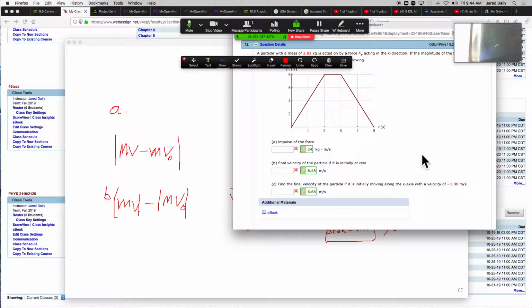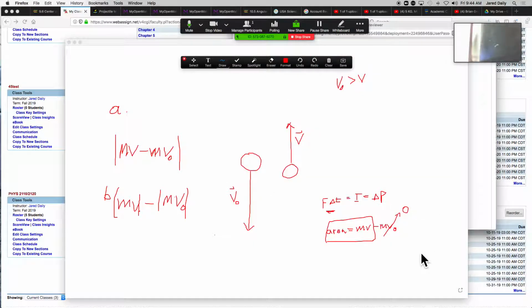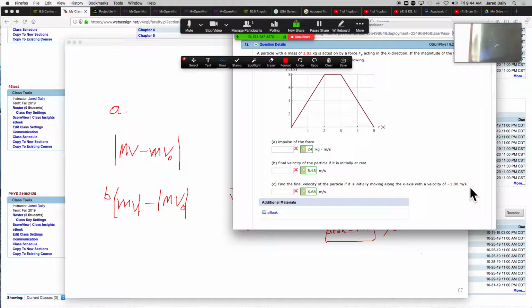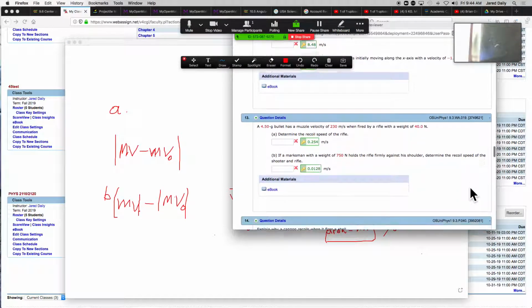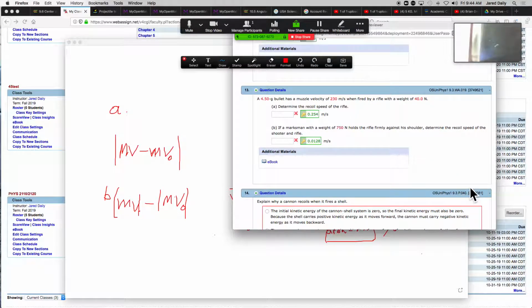And the final velocity of the particle if it's initially moving at negative 1.8. Well, you use the same equation. You come back to this equation again. But instead of plugging in 0 for initial velocity, you plug in the initial velocity that's a negative value, and you go ahead and calculate again. Calculate the final velocity.